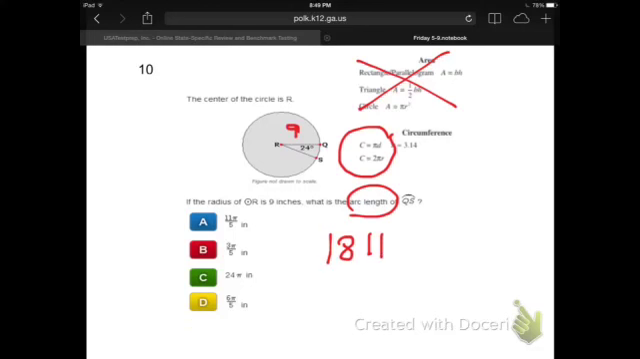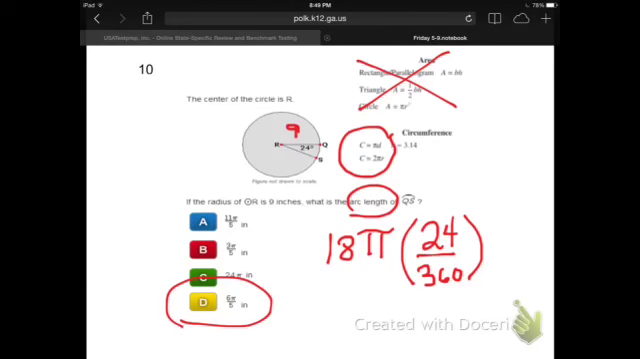pi. That's my circumference. And I've got to multiply that by the part of the circle. An arc is a part of a circle. So a whole circle is 360. And the part I'm looking for is 24 degrees. So if I put that in my calculator, 18 pi times 24 over 360, that gives me 6 over 5 pi. So the answer is D.